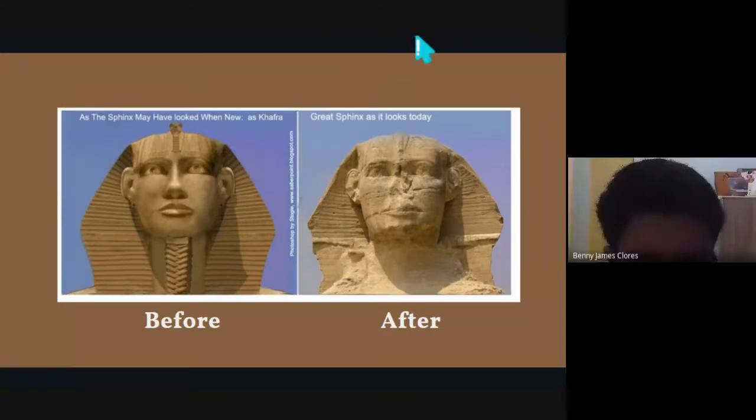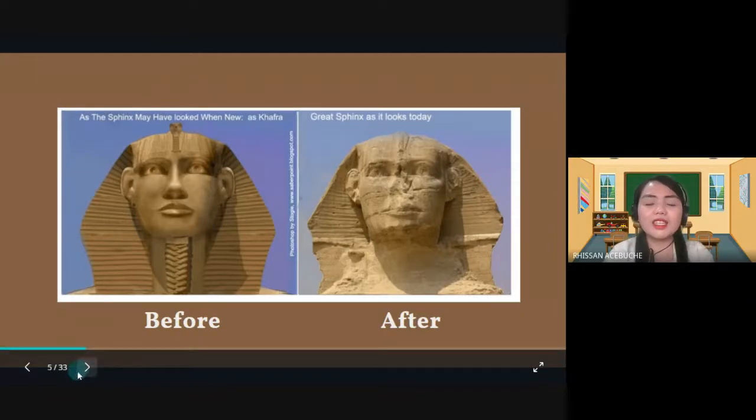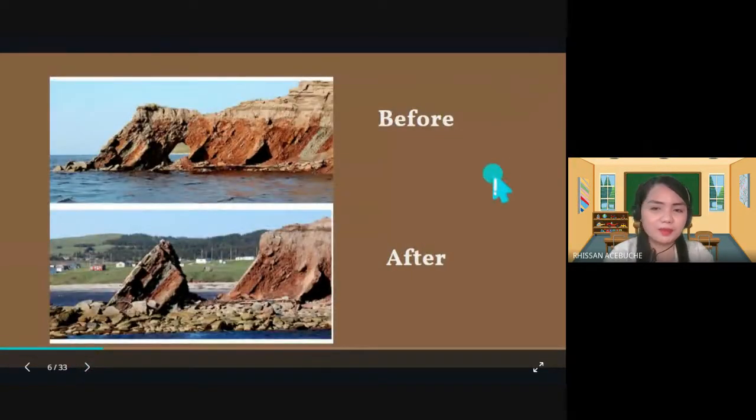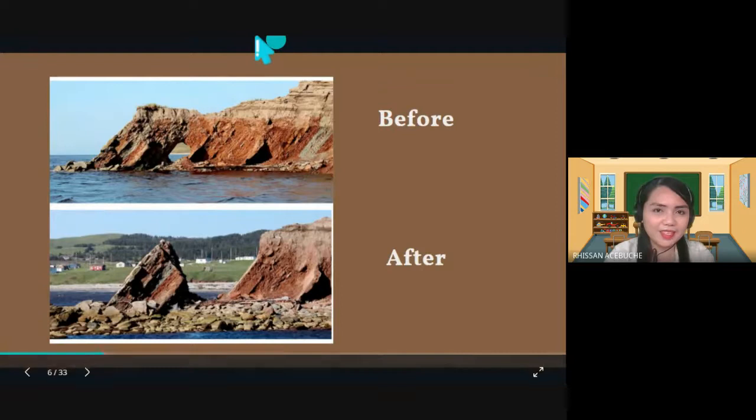Ma'am, based on the picture, I think this one is the Sphinx in Egypt, and based on the first picture, I think it was the newly constructed Sphinx back then before the Common Era, and the second one is based on the picture. The nose of the Sphinx was gone. I think it is because it is eroded. Very good observation. How about the last picture? Can you tell me the difference?